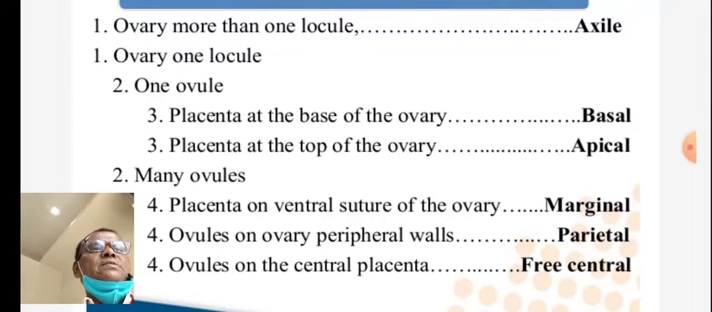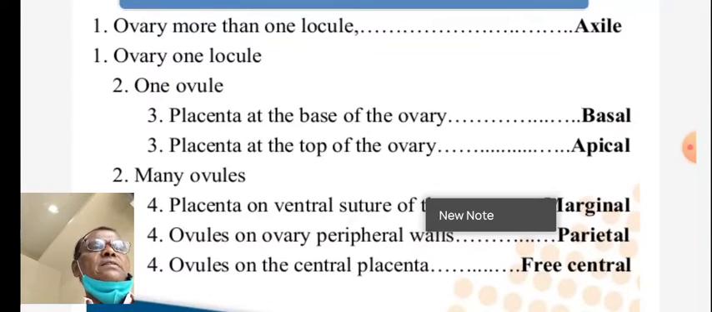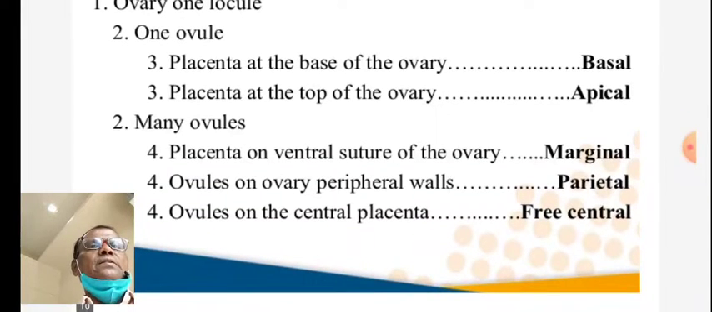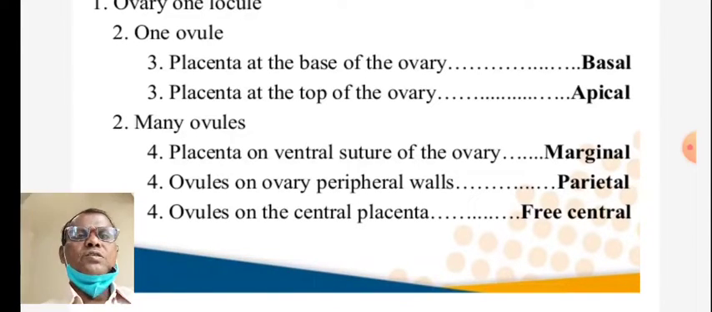When the placenta is at the base, it is called basal placentation. Placenta at the apex is called apical placentation. And the placenta at the margin, on one side, is called marginal. Suppose pods are there.